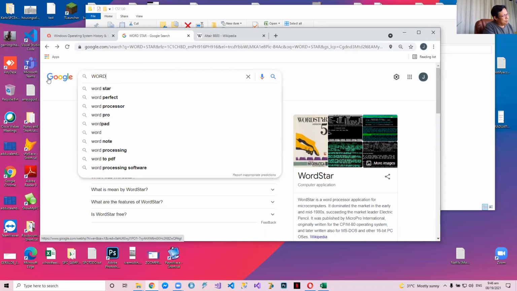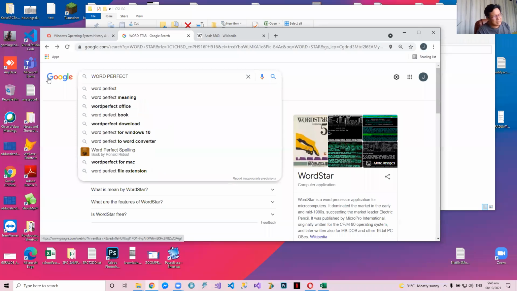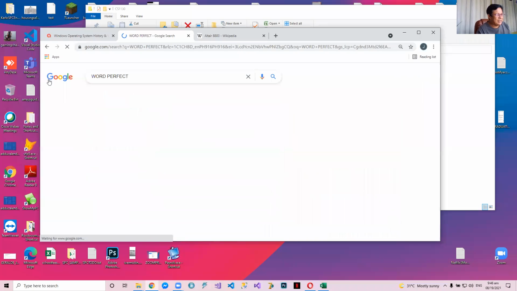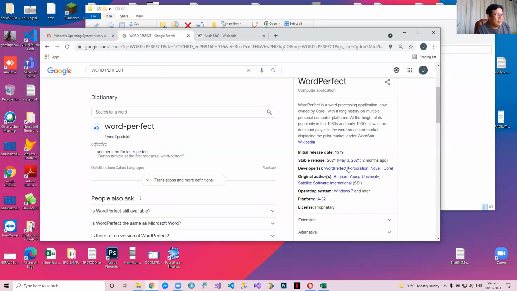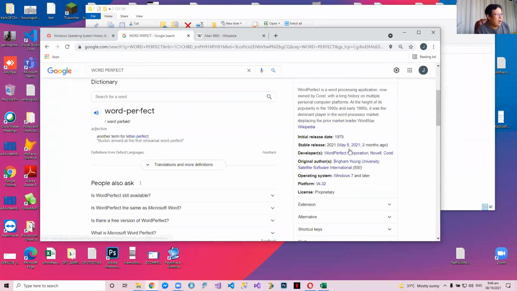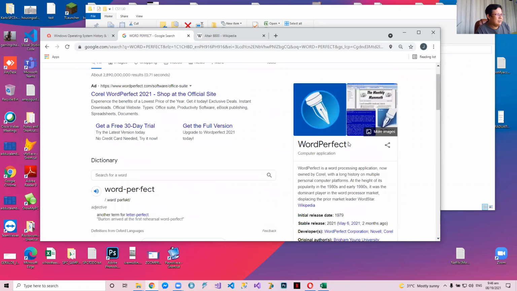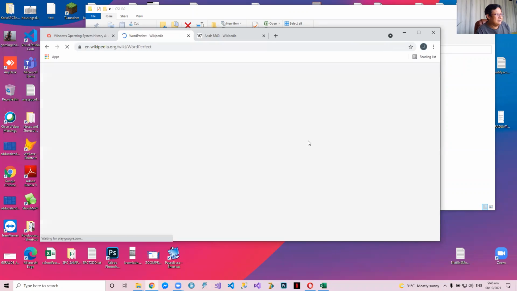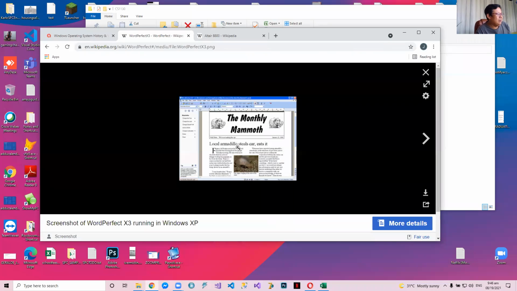The first graphical word processor, which means it can now accommodate images, is called WordPerfect. It runs on Windows 3.11, in 1979. It also ran on the Mac and Apple computers. How does it look? Look, it's now graphical. It's like your modern MS Word. In fact, a lot of features in MS Word today were borrowed from the old WordPerfect.